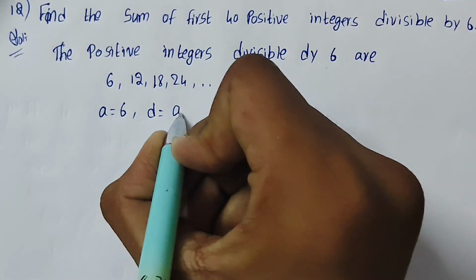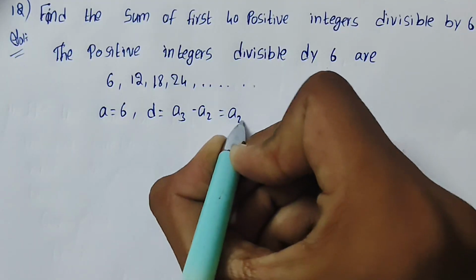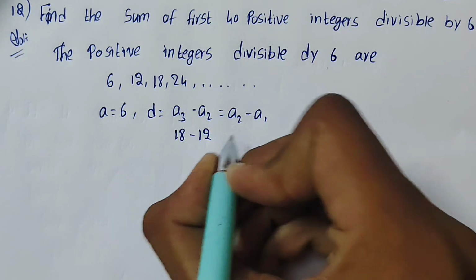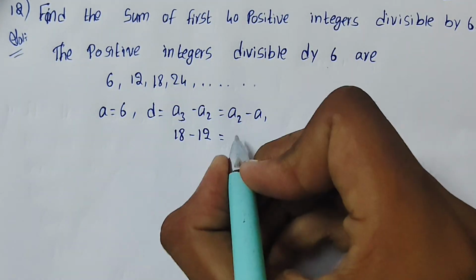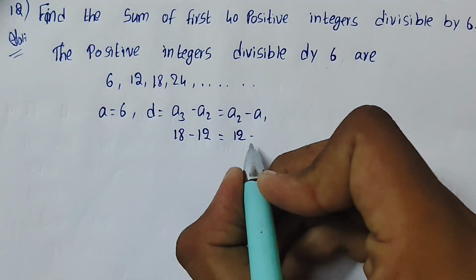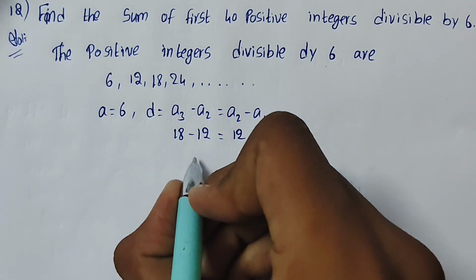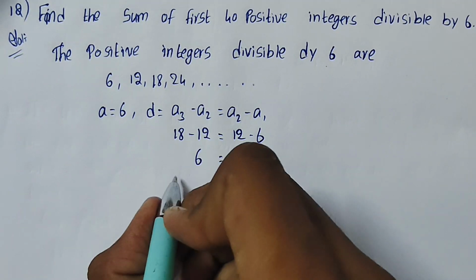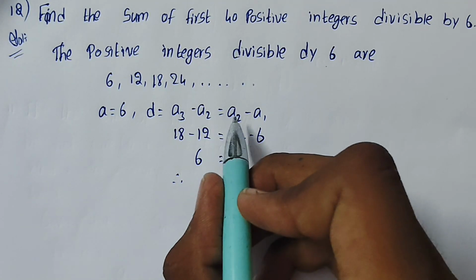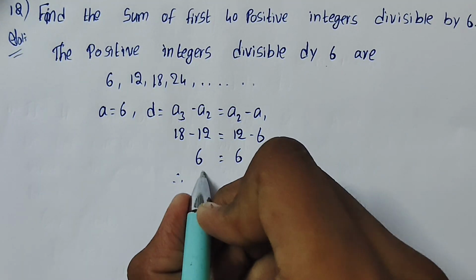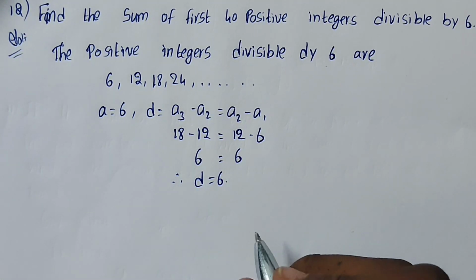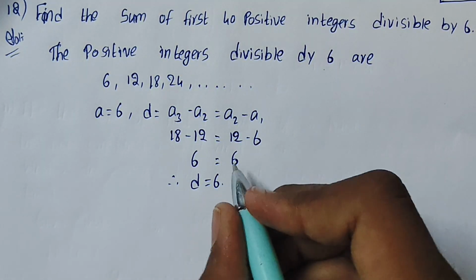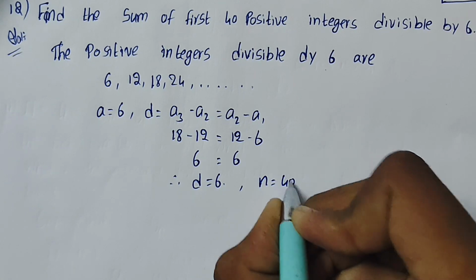After that, d is equal to a3 minus a2, which should be equal to a2 minus a1. The value of a3 is 18 minus the value of a2, which is 12. And the value of a2 is 12 minus the value of a1, which is 6. So 18 minus 12 gives 6, and 12 minus 6 gives 6. Therefore a3 minus a2 is equal to a2 minus a1, so the value of d is equal to 6. Understand? Now it is said the sum of the first 40 positive integers, so the value of n will be 40.